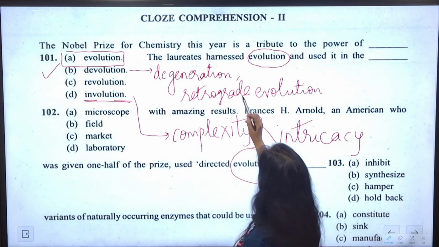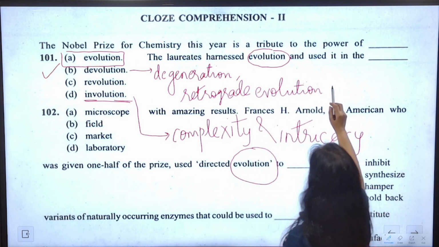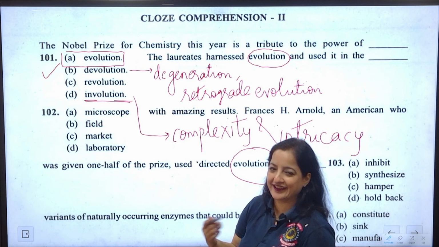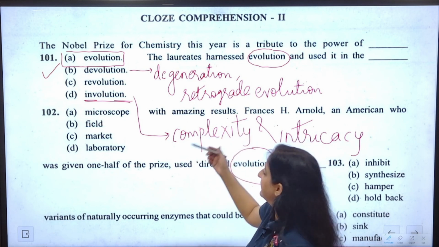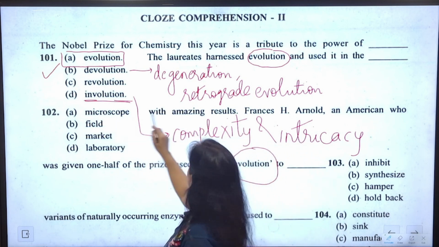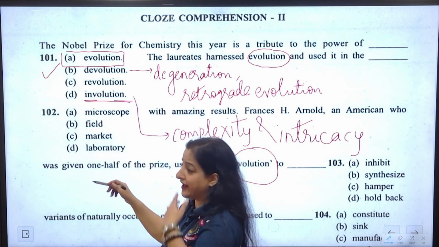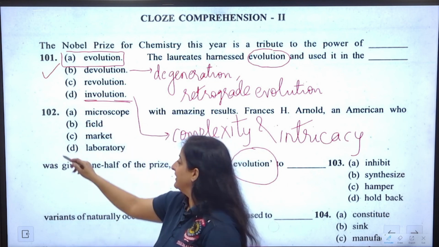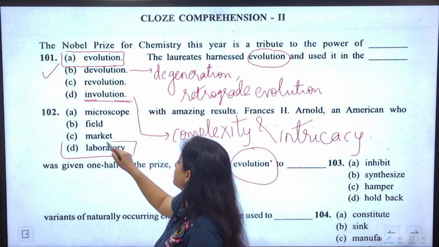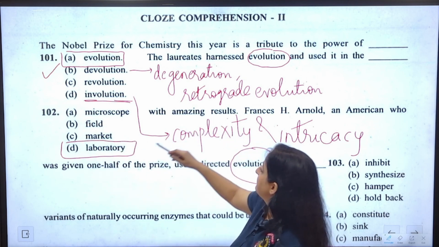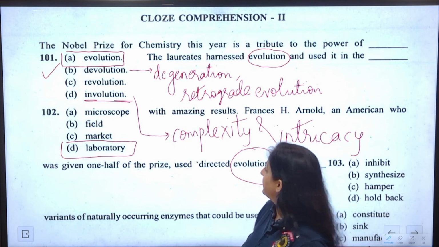Okay. The laureates harnessed evolution and used it where? Where did they use it? Again, the context is very much there. माइक्रोस्कोप में रिजल्ट्स मिले हैं, फील्ड में मिले हैं, मार्केट में मिले हैं, या लैबोरेटरी साइंटिस्ट की बात हो रही है? Clearly the answer is laboratory. Right? So they got amazing results in the laboratory.